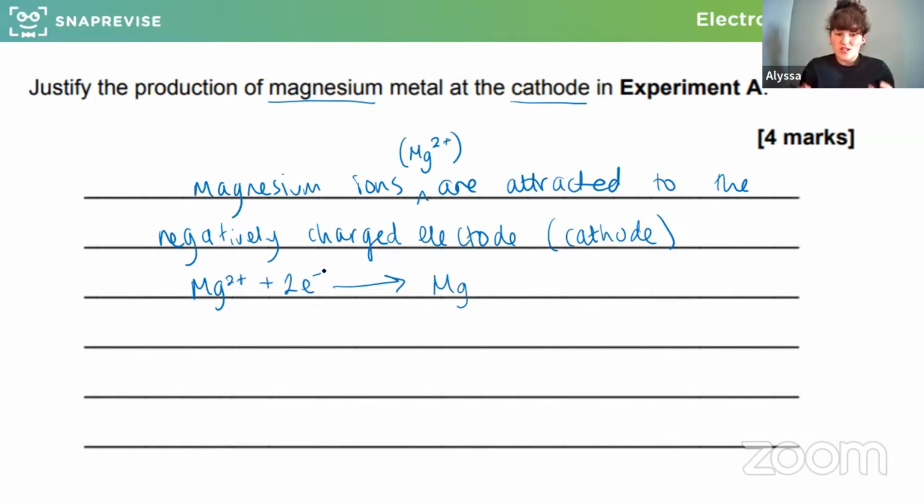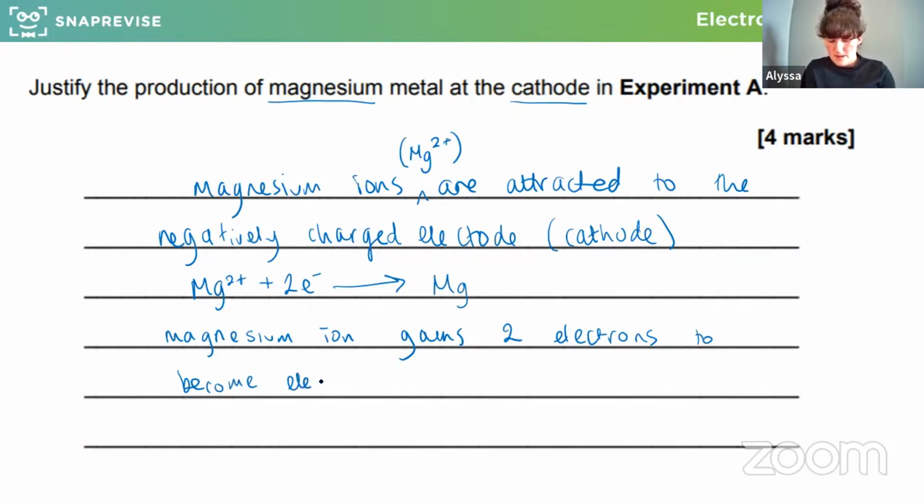So let's put that into words. Well done, Mohammed, fantastic, really good. So our magnesium ion gains 2 electrons to become elemental magnesium metal. So I think this would get us our 4 marks.